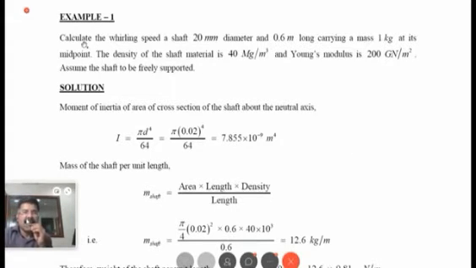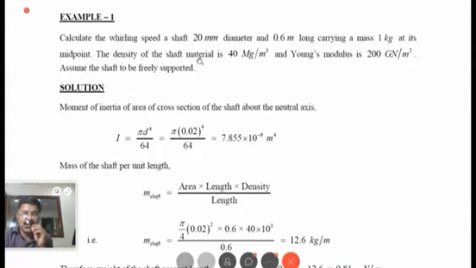Now there is a problem. Calculate the whirling speed of a shaft 20 millimeter diameter and 0.6 meter long, carrying a mass 1 kilogram at its midpoint. 20 millimeter ആണ് ഡയാമീറ്റർ, 0.6 meter എന്ന് പറഞ്ഞാൽ 600 millimeter ആണ് അതിന്റെ ലെങ്ത്. അതിന്റെ സെന്ററിൽ 1 കിലോഗ്രാം മാസ് വെച്ചിട്ടുണ്ട്. ദ ഡെൻസിറ്റി, നമുക്ക് ഡെൻസിറ്റി തന്നിട്ടുണ്ട്.